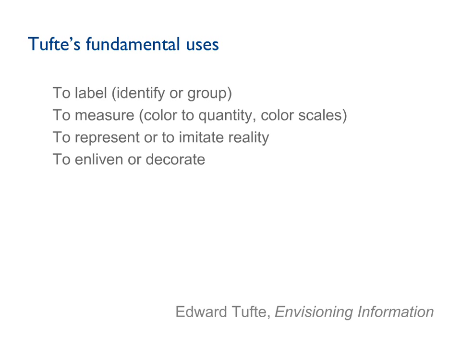The first fundamental use is to label, to identify or to group. This is what color does best. The second is to measure, or to show color as quantity, like the color scales that I showed you. The third is to represent or to imitate reality. This is our semantic encoding. Tufte used a lot of examples off of maps. And the fourth may be a little surprising. It's to enliven or decorate. To make the viz attractive, to make it eye-catching, is a valid use of color in visualization. It just needs not to overwhelm the other functions.